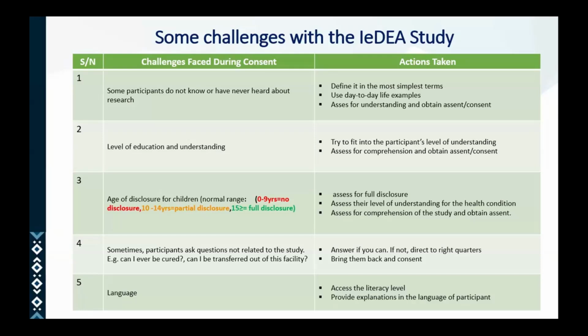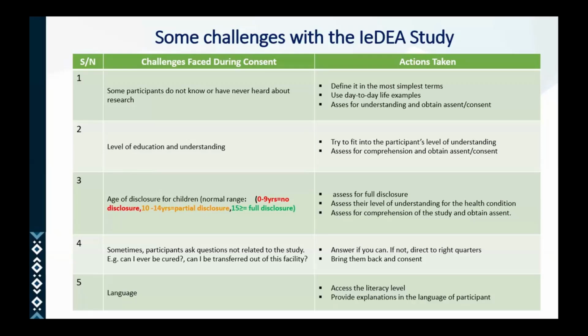So after you've assessed for full disclosure, you assess their level of understanding of the health condition, assess for comprehension of the study, and obtain consent. Sometimes participants ask questions that are not even related to the study or to the information that is provided to them. They can ask you questions like, can I ever be cured? Can I be transferred out of this facility? It does not relate to what you were telling them about. So you answer the questions if you can, but if you cannot answer, you direct them to the right quarters, bring them back and consent. There is also language barrier.